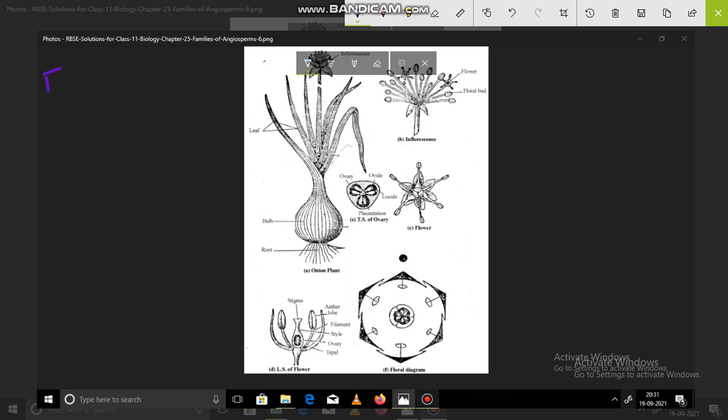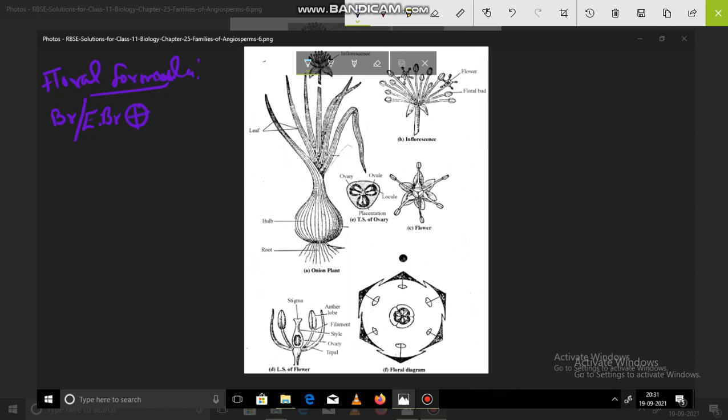So how to write down the floral formula? When it comes to the Liliaceae family, the flower will be either bracteate or ebracteate. Either the bract will be present or it will not be present. Now that thing is clear. Then number 2, the flower is actinomorphic.